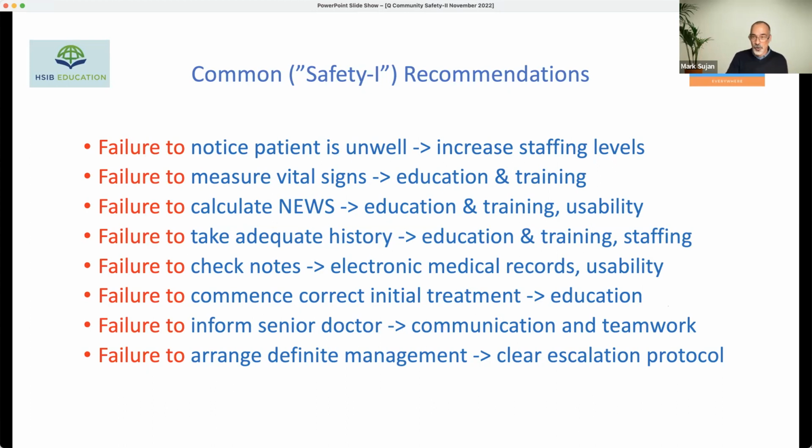Okay, what can go wrong? And based on this understanding of what can go wrong, the recommendations often look like this. We need more staff. Staff need to have better training and better education, and they need to apply their education and training. Again, they need to know how to do the NEWS. If they can't calculate it correctly, let's train them in doing it correctly. And the usability of the tools which they use to record the NEWS needs to be better. If they can't take the history, let's train them to take a better history, and so on and so forth.